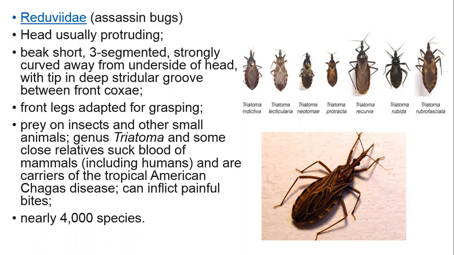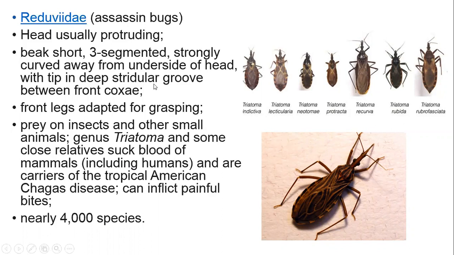The metathoracic scent glands are absent. The abdomen is broad at the middle, and the margins of the segments beyond the wings are exposed. Tarsi usually three-segmented. About 400 species are present worldwide. So these are the characteristics of Reduviidae.